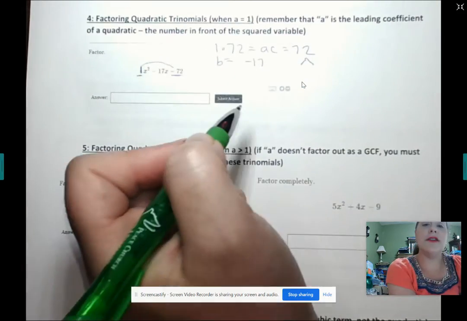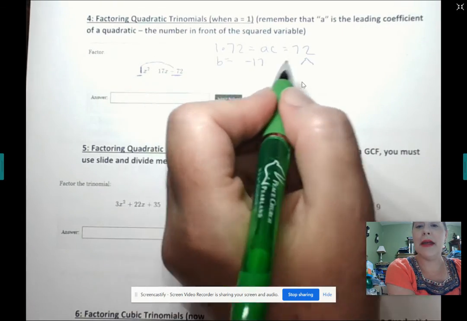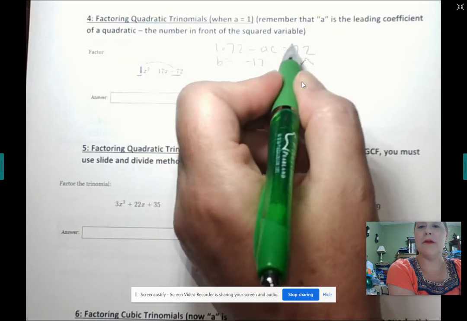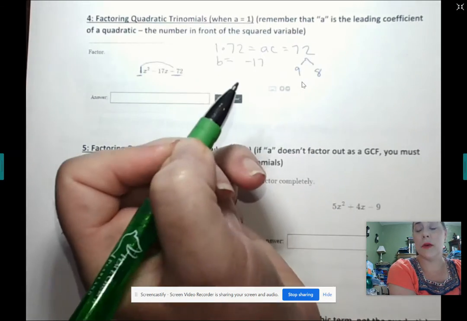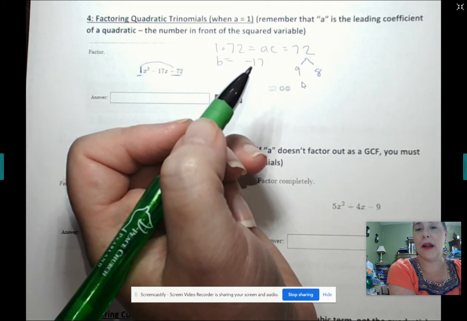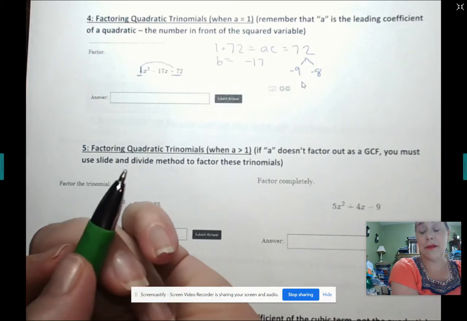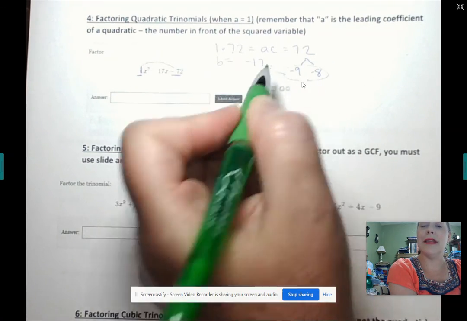So I'm trying to find factors of 72 that add up to a negative 17. For that to happen, both factors would have to be negative. That's the only way to get a positive product but a negative sum. So I think of 8 and 9. Those are the most commonly thought of factors of 72. If I made them both negative, they'd still be factors of 72, but if I added them together, I'm going to get that negative 17.